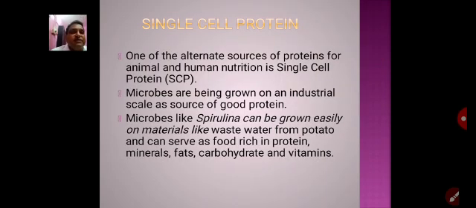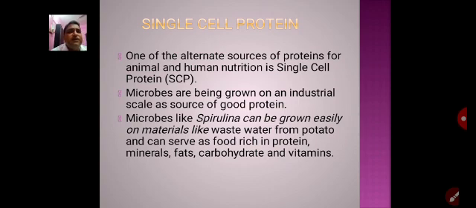In this topic, first I have to discuss single cell protein. Single cell protein is one of the alternate sources of protein for animals and human nutrition. The idea of obtaining vitamins from microorganisms like yeast and mushroom was developed to solve the problem of hunger and malnutrition.